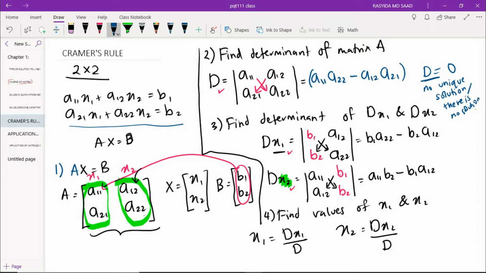So, it's important that you make sure the determinant must not be equal to 0 for Cramer's rule to be applied.